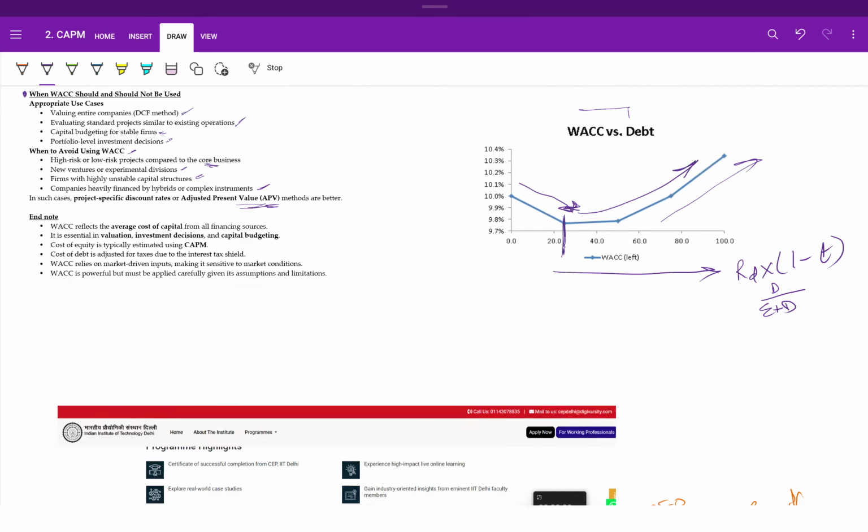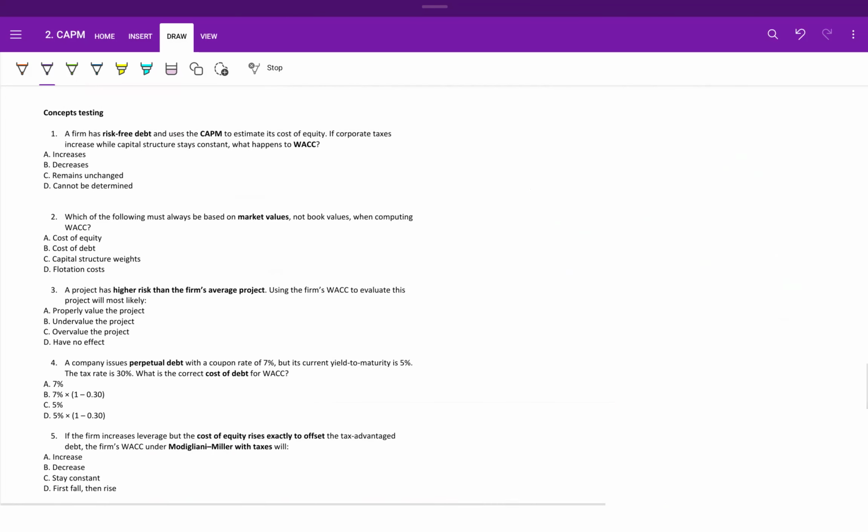Okay, so we have discussed almost everything about weighted average cost of capital. So let's test our concepts by doing some question and answers. The best way to test our concept is by applying it.